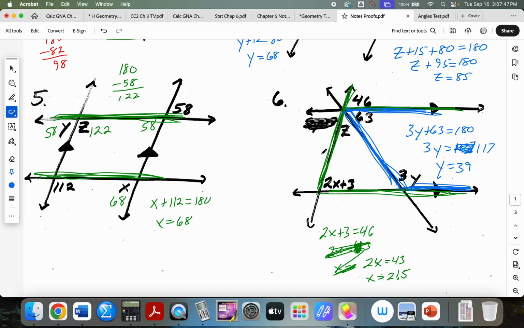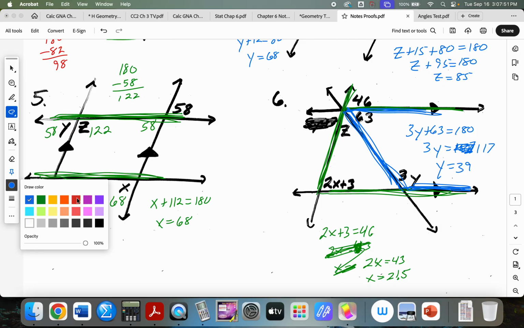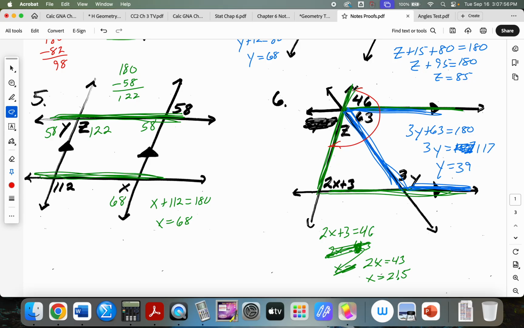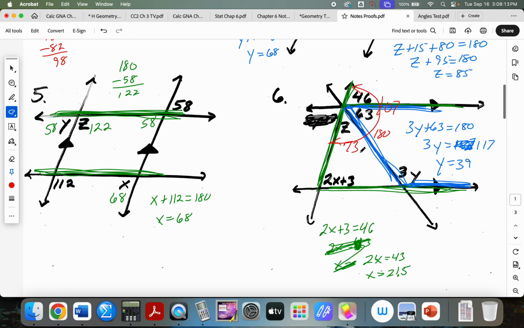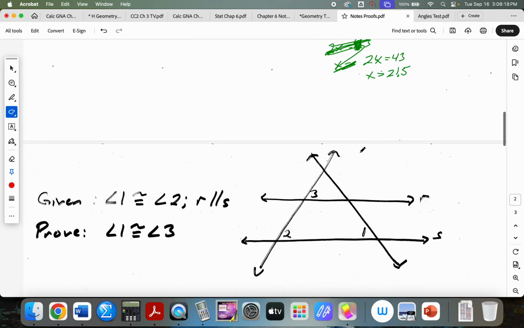All right, and now the z part. And you're like, oh my goodness. The z part's really easy. What do those three angles have to add up to? 180. 46 and 63 is 107. From 180 is 73. Makes sense. All right, page 2.